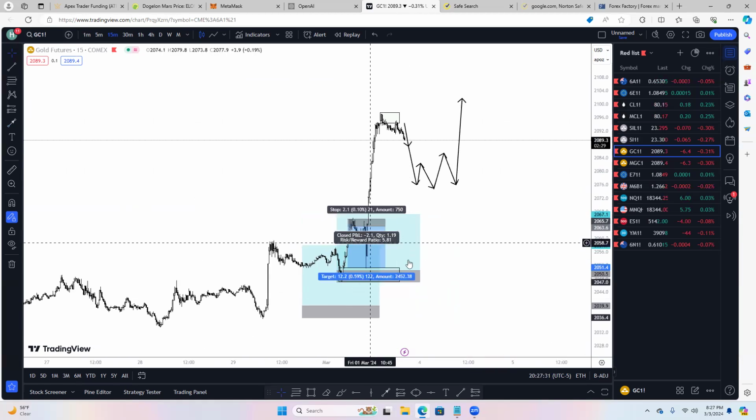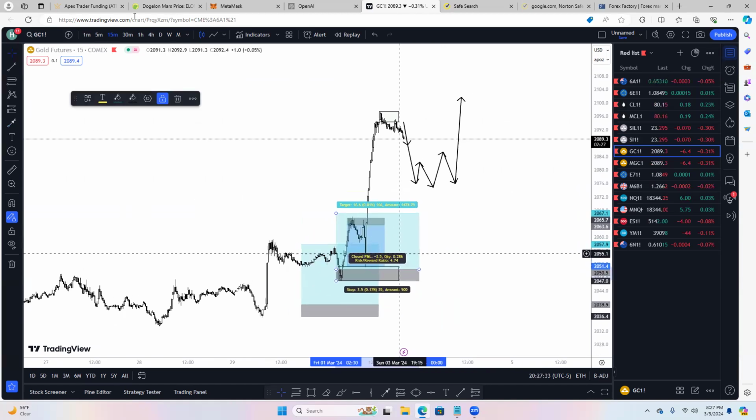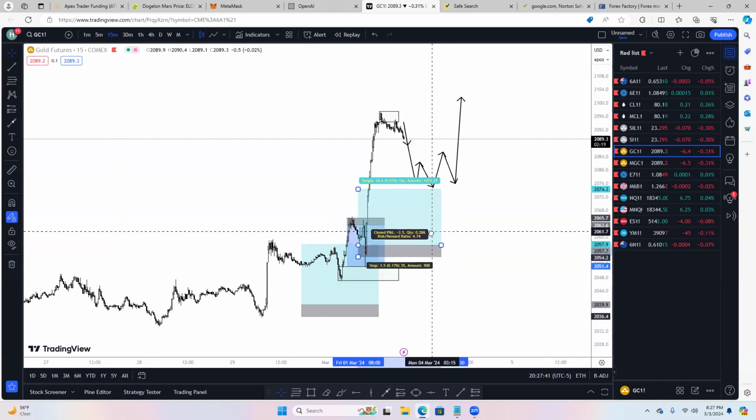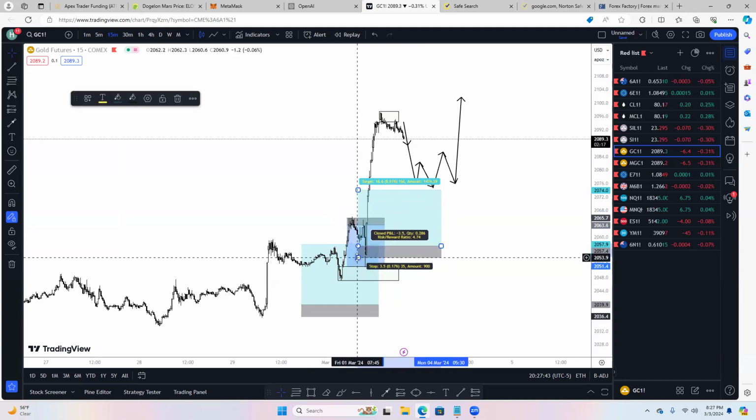But I will be waiting for this 1 hour candle. And this time I will do 50% of the candle. I don't give a fuck.